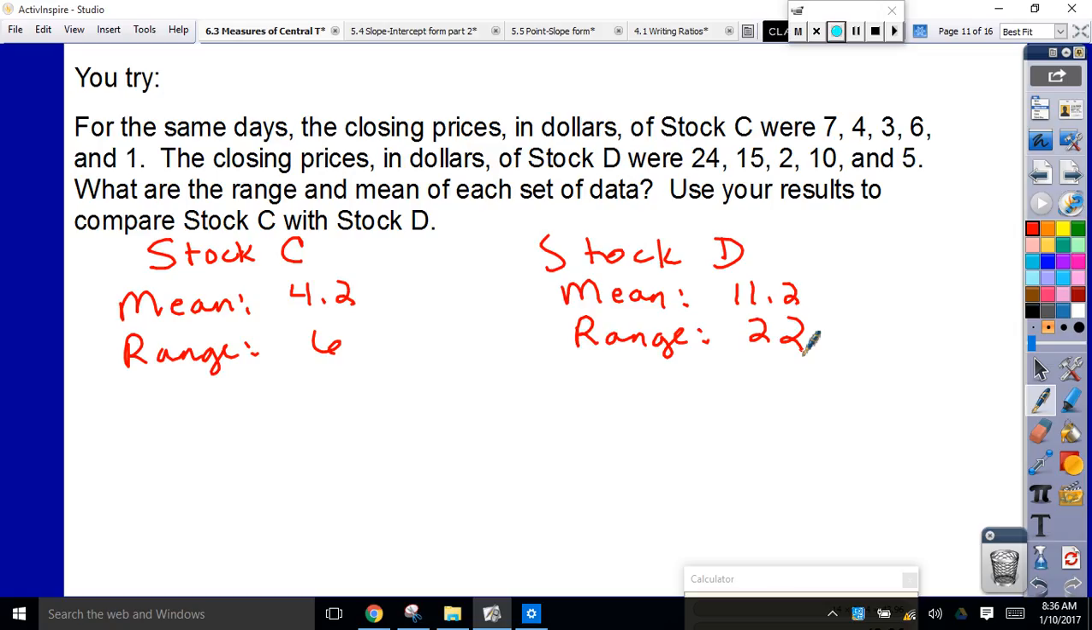Stock B, because there's a wider range and the numbers are all higher, so there'd be a greater chance of you having a higher amount paid from the stock. Okay, so the numbers are higher, so you like this higher mean, but remember a higher range means the stock is less predictable.